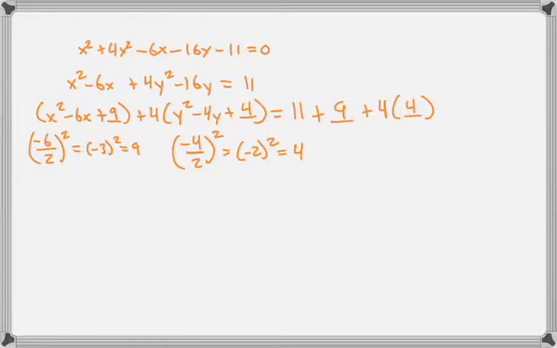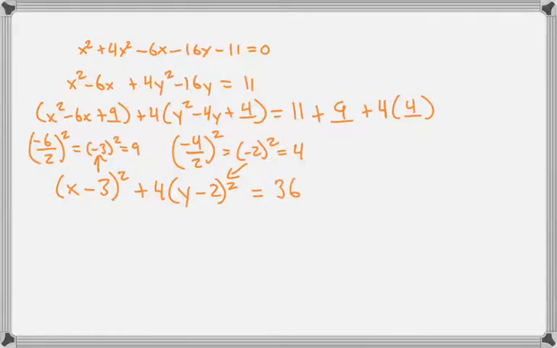So that means the first one is now going to be x minus, since the 6 in the middle is negative, or actually it's just this number here, the negative 3. So minus 3 squared plus 4 times y minus 2, so the negative 2 squared. And that is equal to all this stuff on the other side. So we've got 11 plus 9, that's 20, plus 4 times 4 is 16, so 20 plus 16, 36.